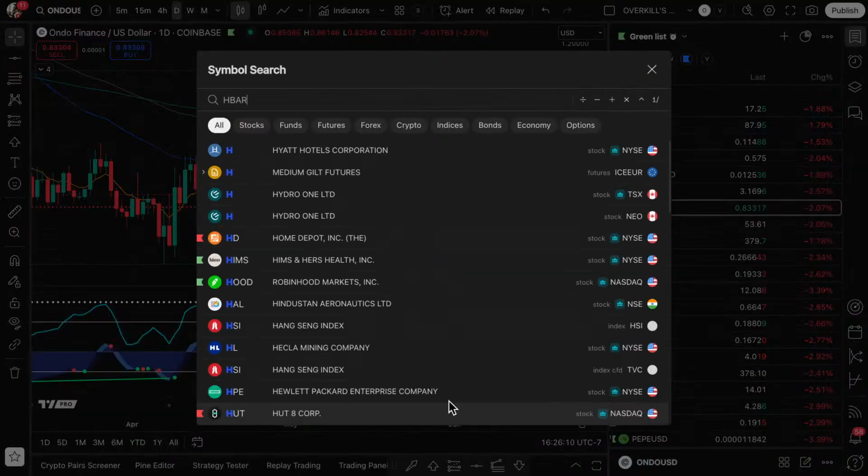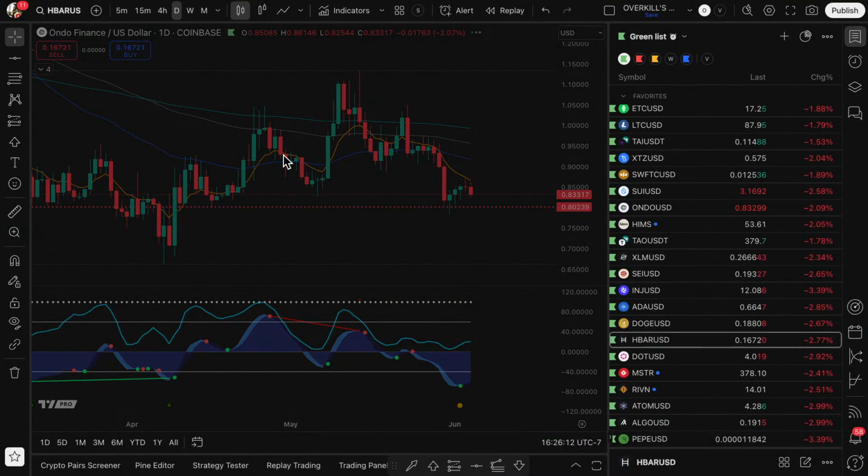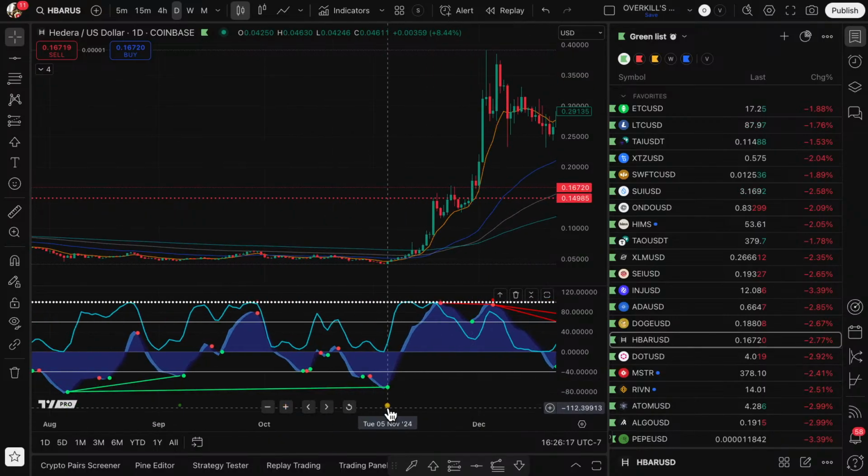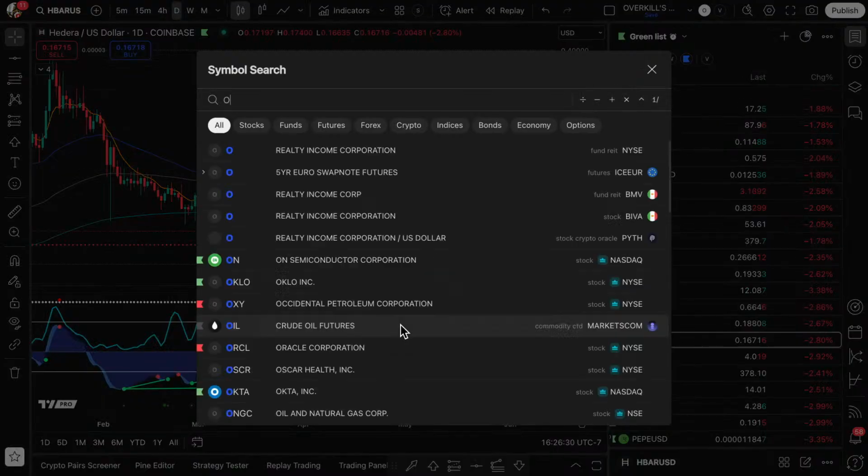Okay, a great example of a golden dot that printed last November was right here on H-bar. You had the golden dot right here on H-bar, November 9th. This happened on November 5th of 2024. That came at 4 cents. Over the next 30 days, it went all the way up to 40 cents. Okay, does that mean that's going to happen to Ondo? No. But the golden dot is a very rare occurrence.